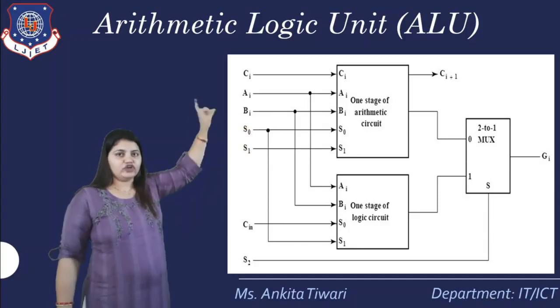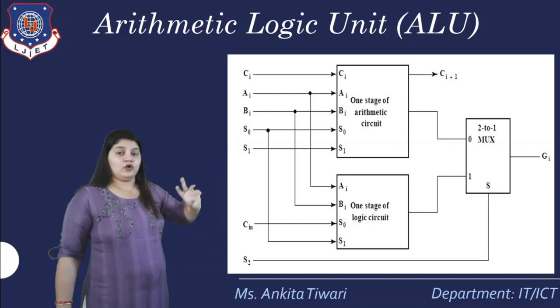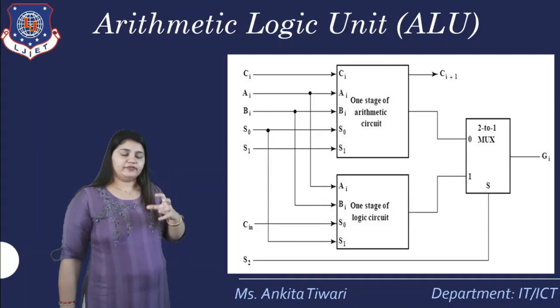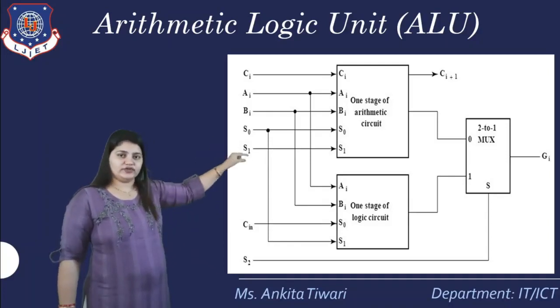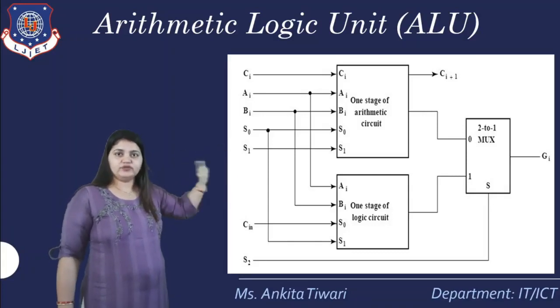Now this arithmetic stage will take two values, that is A of i and B of i. Now A of i and B of i are the inputs. So who will direct which operation occurs? That is S0 and S1. These two are the selection lines which will select which operation occurs, addition, subtraction, or which one.